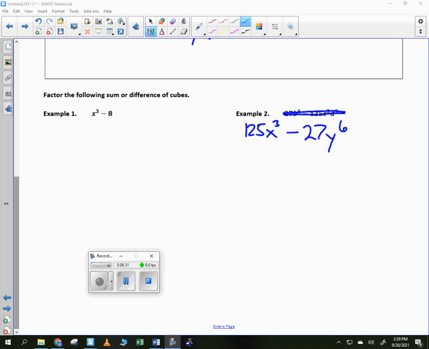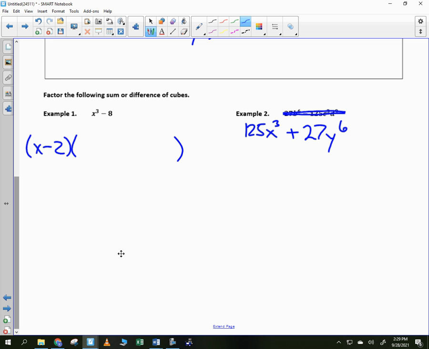Okay, let's check this one. You should have x minus 2. Square the front, we get x squared. Square the back, we get 4. Multiply the 2 together for 2x. This is always positive. This is opposite sign. We okay?